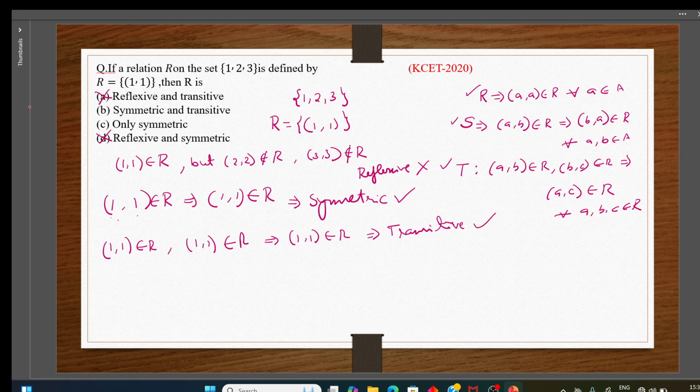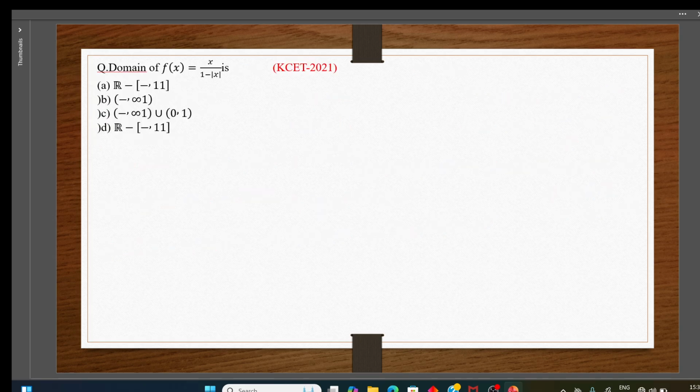Transitive is also satisfied. Which option is correct here? Symmetric and transitive, both satisfied. So only symmetric is also wrong. Clear. Now next question.